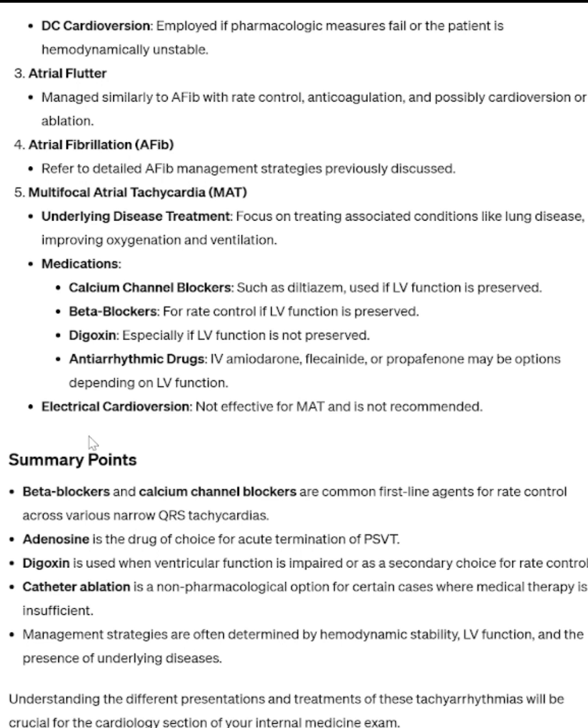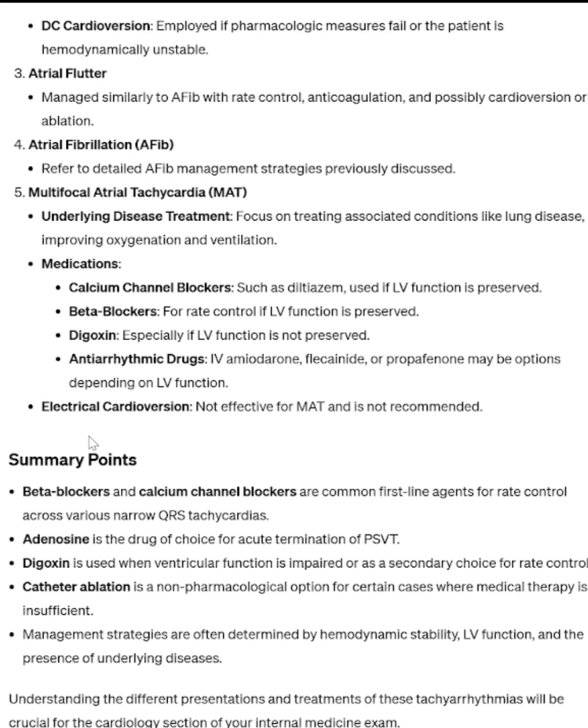Medications: calcium channel blockers, such as diltiazem, used if LV function is preserved. Beta blockers for rate control if LV function is preserved. Digoxin, especially if LV function is not preserved. Antiarrhythmic drugs: IV amiodarone, flecainide, or propafenone may be options depending on LV function. Electrical cardioversion is not effective for MAT and is not recommended.